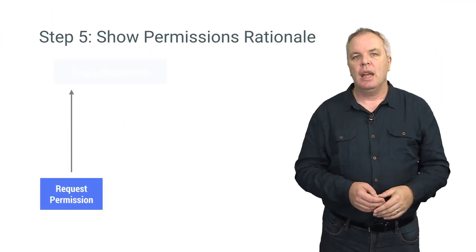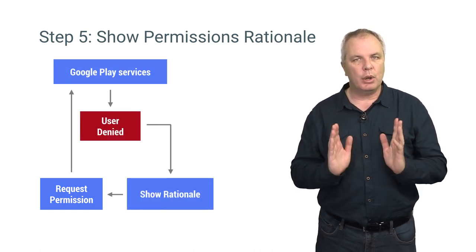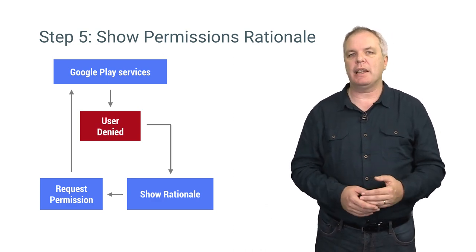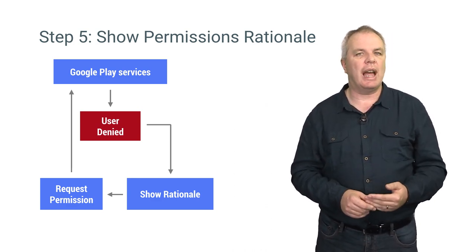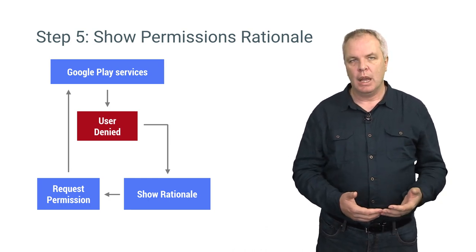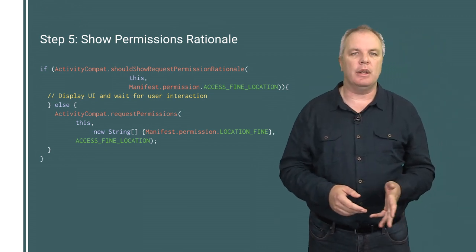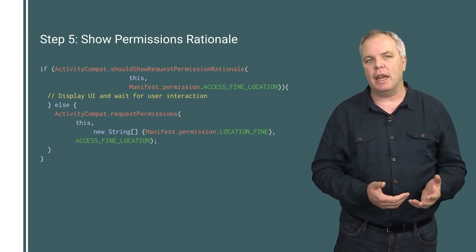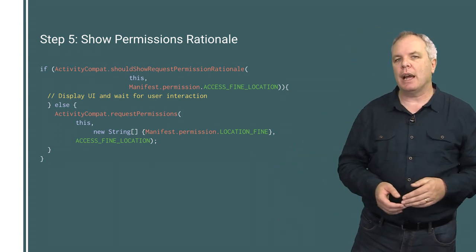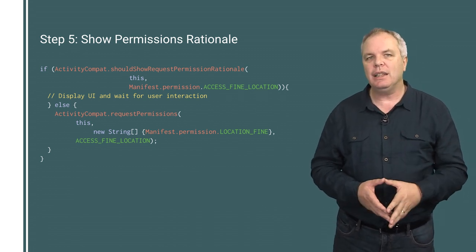Step 5. If your user has explicitly denied a permission to your app, but your app needs that permission to continue, you will need to manage their expectations and help them understand what your app needs for that specific permission to function. You can do this with the shouldShowRequestPermissionRationale method on an activity, fragment or context. So for example, here you can see that a permission has been granted for find location. So a UI can be generated to tell the user that.